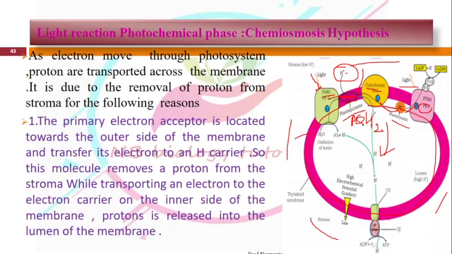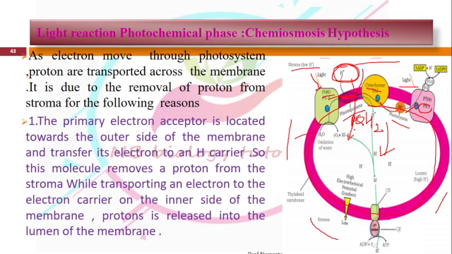As the proton is moved, combined with the plastoquinone, the proton concentration is higher in the stroma region. In the lumen region, the proton concentration is less. So the movement of the proton is from the higher concentration towards the lower concentration.